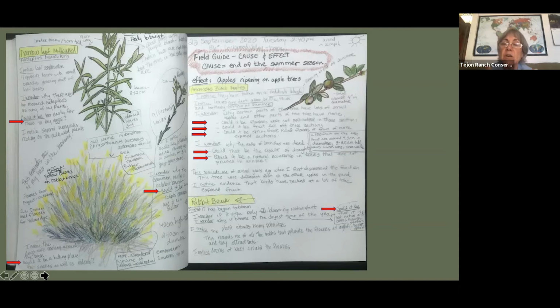So I'm going to look back at what everything looks like because all these things live through summer. It's the end of summer. What's the effect? Apples ripening on the apple trees. The effect? Yellow blooms on the rabbit bush. The effect? Seed pods are ready to burst on my narrow leaf milkweed. So I'm identifying for each of my subjects what the effect is of the cause that is part of my title. I have 3 things.